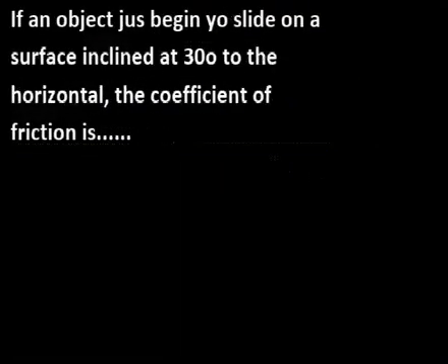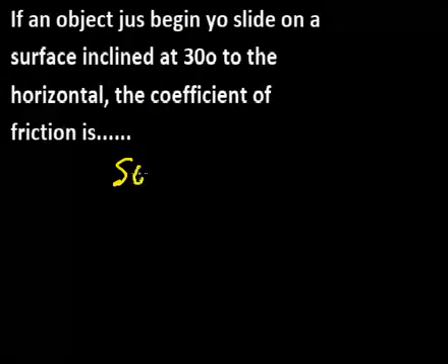So I paste this. So I'm having this now. It goes like this: if an object just begins to slide on a surface inclined at an angle of 30 degrees to the horizontal, what is the coefficient of friction? Simple. So there's no need of me trying to go through any long process, okay? So the angle of inclination is 30 degrees.